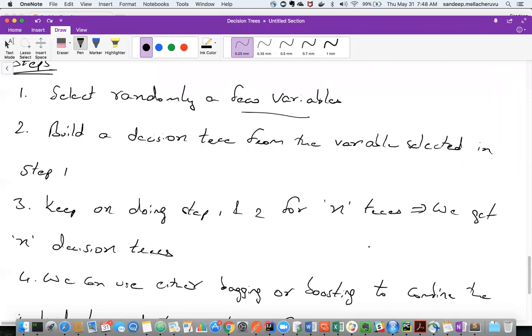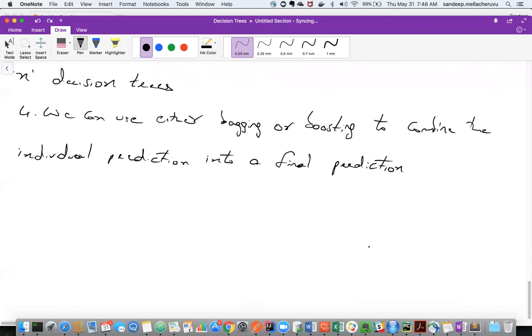Okay. So that is what is bagging. In random forest, I have to have a way to combine all these predictions into one final prediction. For that, I have two techniques. One is bagging, another is boosting. Bagging I explained. Boosting is something I will not explain today. But for now, let's only talk about bagging.